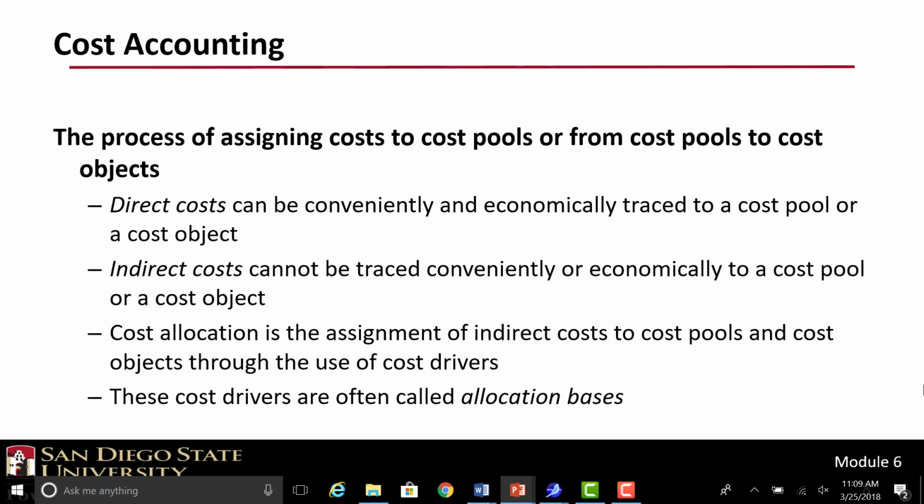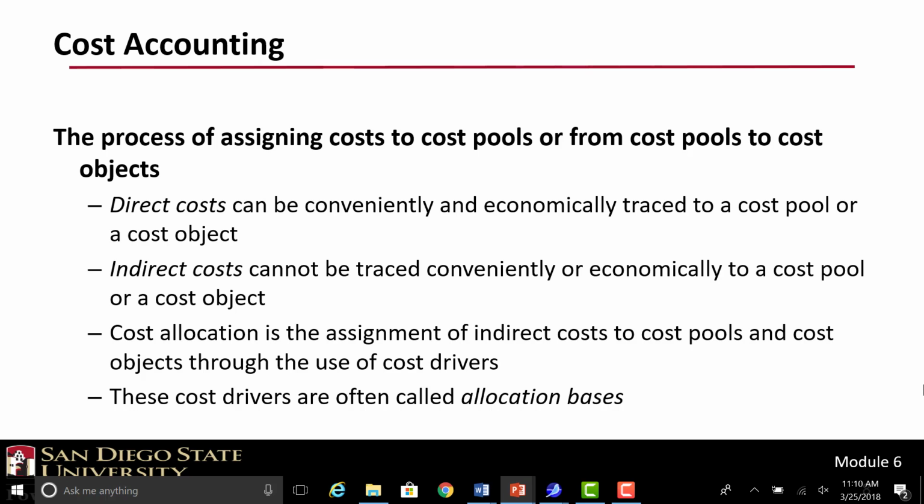And direct costs are great because they're conveniently and economically traced to a cost pool or cost object, right? So the cost of the hamburger patty is pretty easily traced to the cost object of the hamburger. Indirect costs cannot be traced conveniently or economically to a cost pool or a cost object. For example, we listed mustard and ketchup as direct costs, and they are direct costs, but it may be that it's not economical to allocate a squirt of mustard or a squirt of ketchup to each burger. And so instead we treat that as an indirect cost and allocate it through some other form.